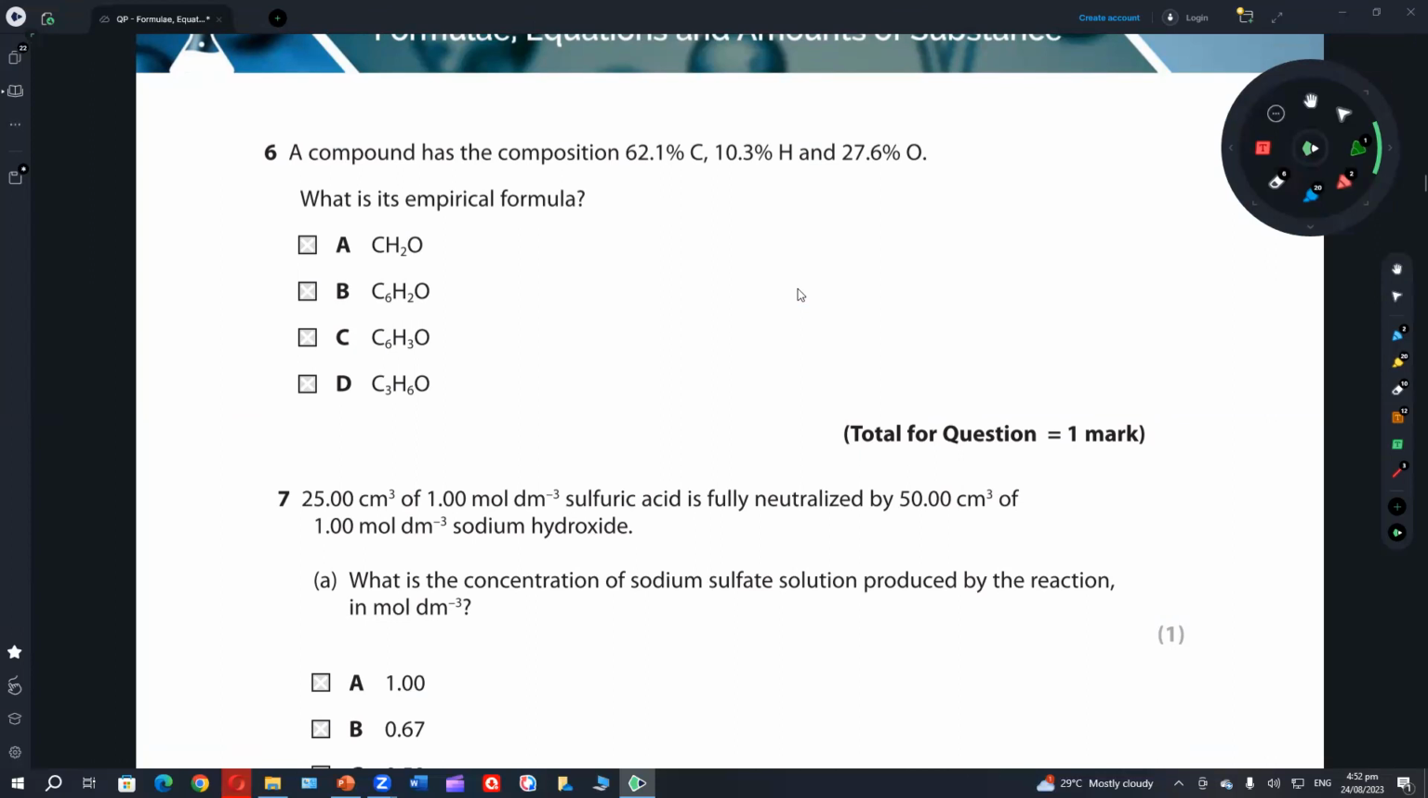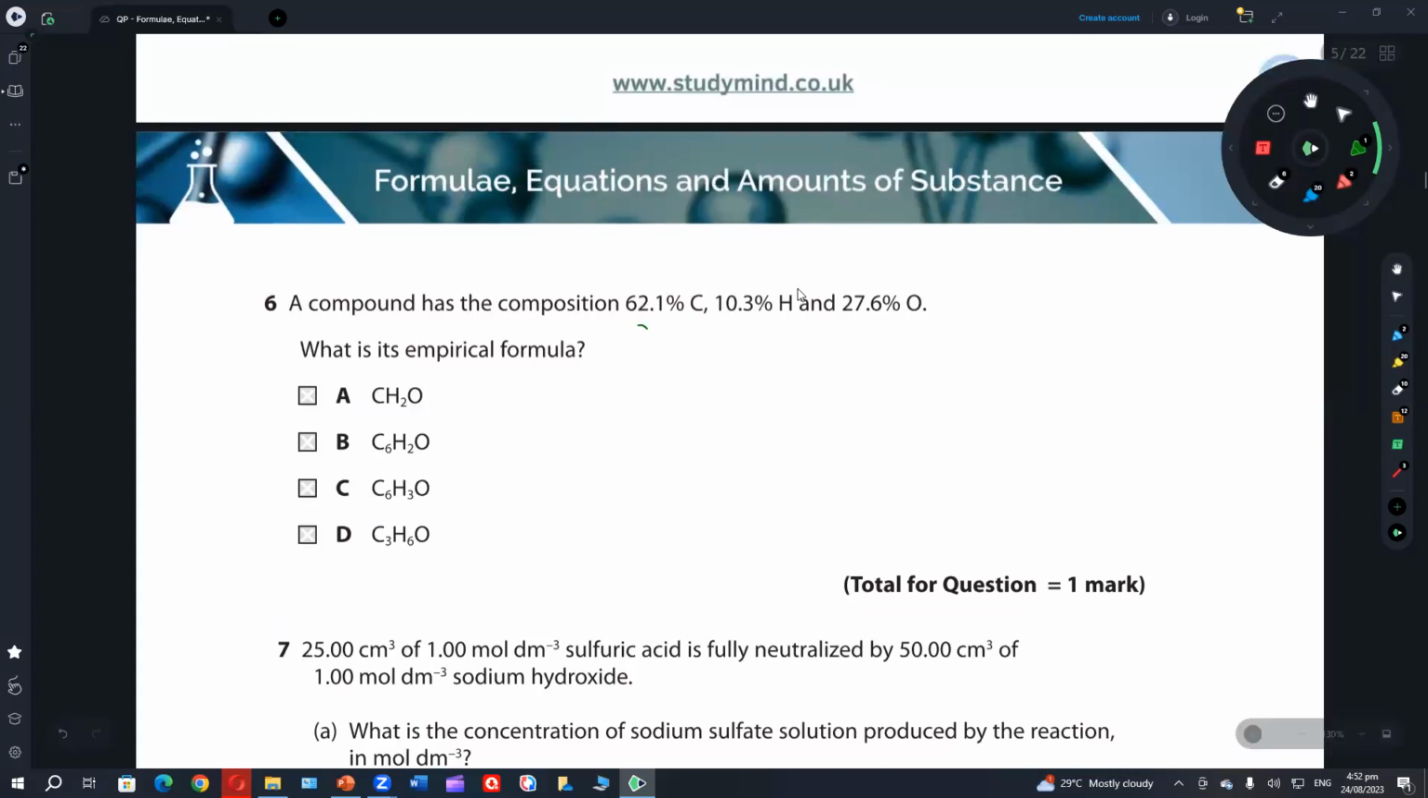A compound has the composition 62.1% carbon, 10.3% hydrogen, 27.6% oxygen. What is its empirical formula? What is the mass of carbon in our periodic table? 12. And what about hydrogen? That's just going to be 10.3. And 27.6 over 16.